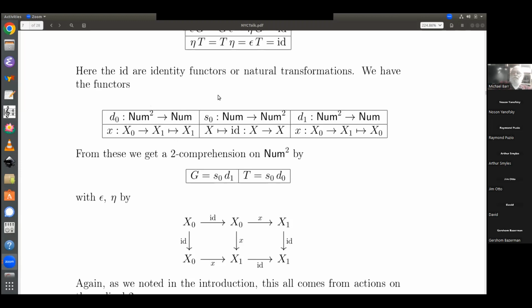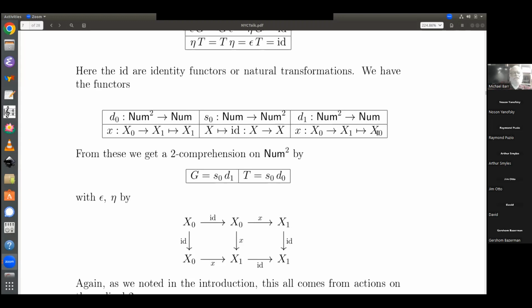And here you have a very concrete functor, where you just look at the bottom of an arrow. The arrow is going down, and so D0 looks at the bottom of the arrow. S0 takes a set and just makes it into an identity arrow, and then D1 takes an arrow and just looks at where its top is.